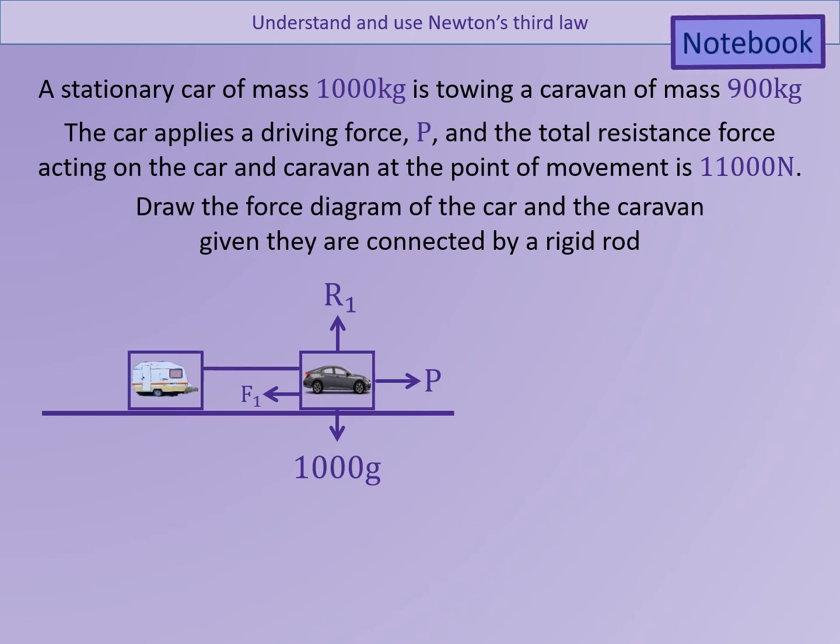There is then a connecting rod connecting the car to the caravan. The caravan has a weight force of 900g and its own normal reaction force. And there is another frictional force acting on the caravan. There is also tension acting in the rod. Tension is acting on both of the objects as the car is pulling the caravan forward, and the caravan is pulling the car backwards. These two T values are equal and in opposite directions.